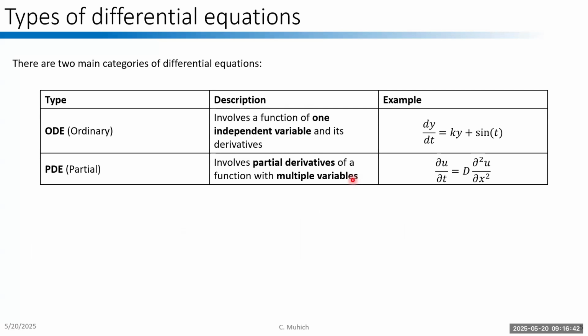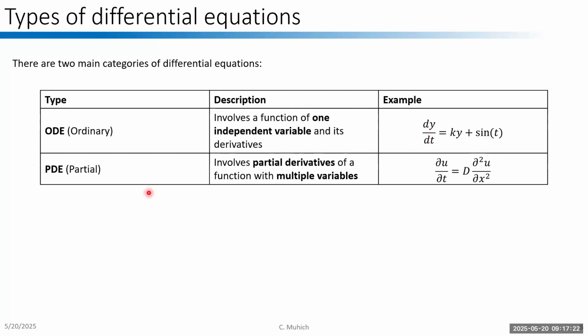Now that we know what differential equations are, let's talk about different types of differential equations. There are two main categories. The first is ordinary differential equations. These are equations which include one independent variable and its derivative. Like I showed before, the change in y with respect to time is equal to k times y plus sine of t. The only variables in here are y and t.